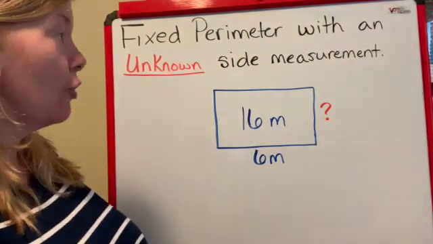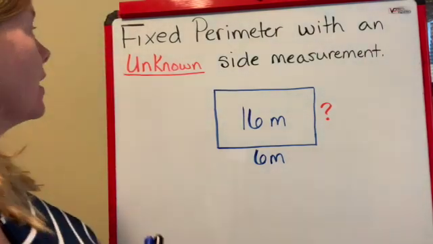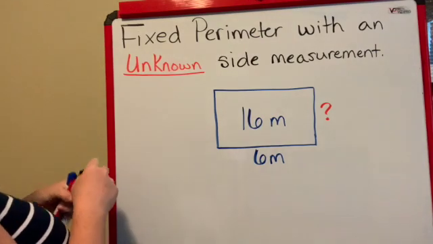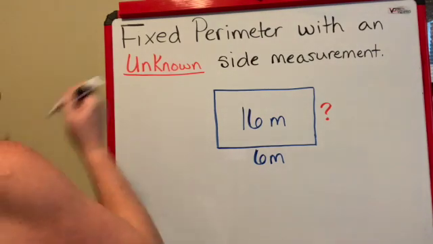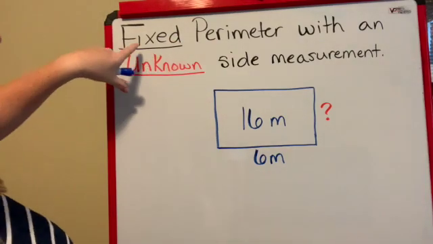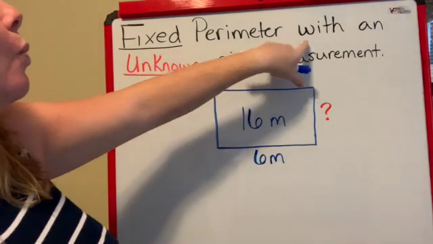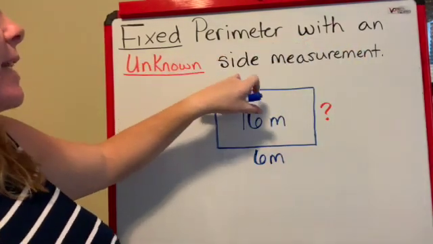I am going to introduce to you your new topic for this week. So this week we are going to be using a word called fixed. Fixed means that it's already determined. So in this case, we are going to be working with fixed perimeter with an unknown side measurement.